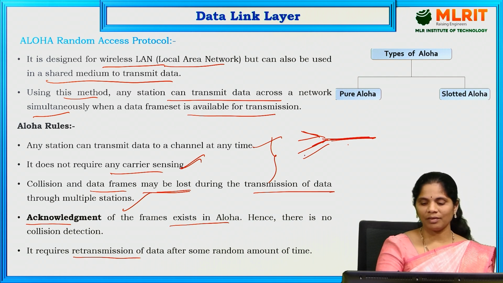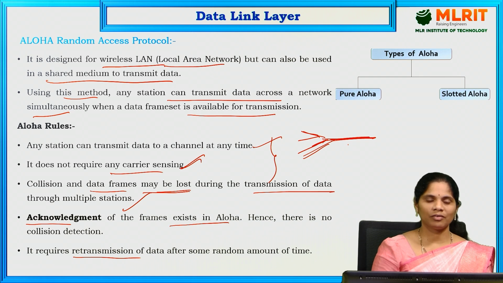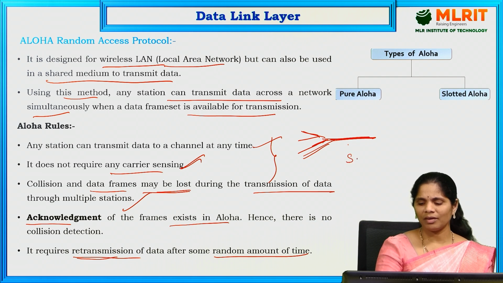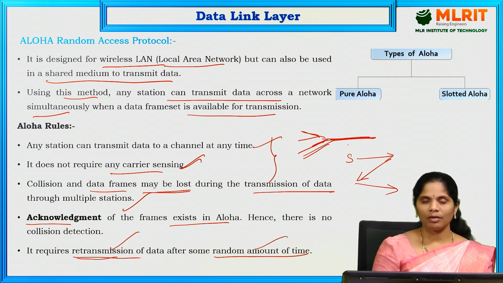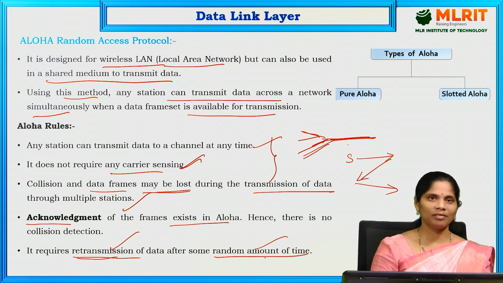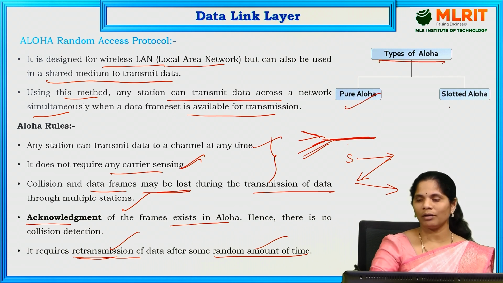Suppose I send data, but it is lost due to collision and crosstalk. That is why we have to retransmit the data frame after some random amount of time. If the sender sends to the receiver, waits some time, but does not receive the acknowledgement, it will again retransmit the frame after some random amount of time. These are some rules for Aloha. Aloha is divided into pure Aloha and slotted Aloha.